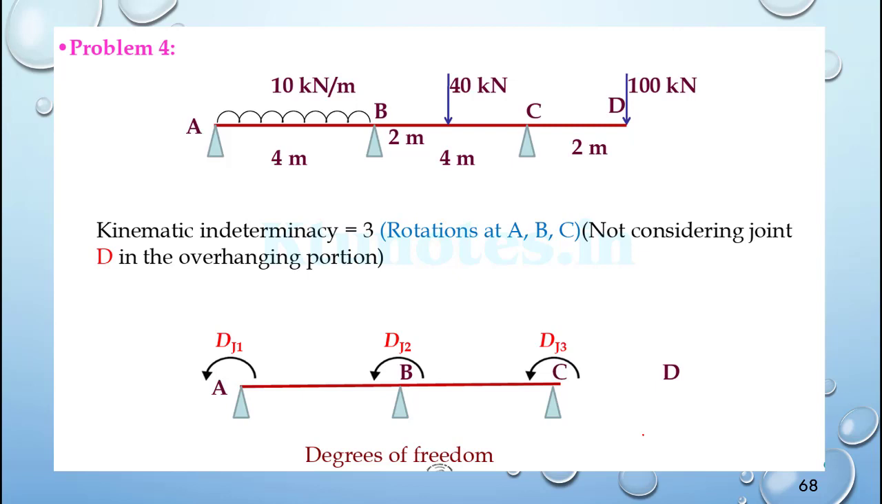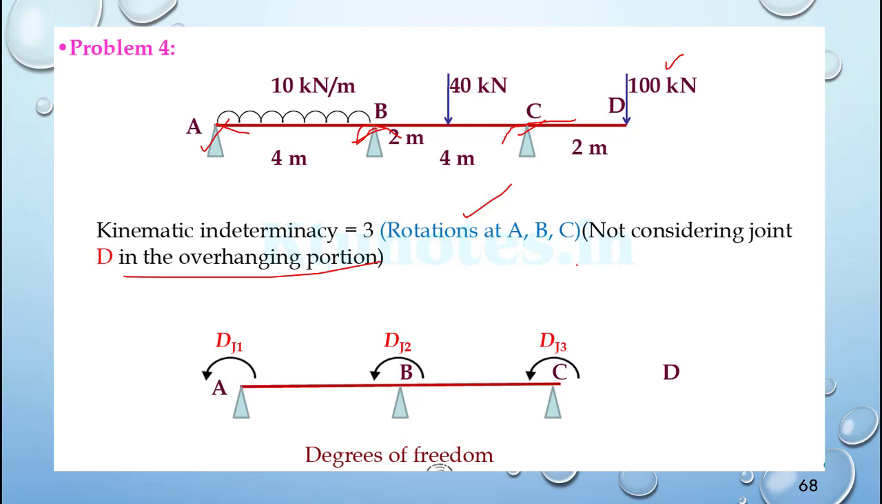Next question is a continuous beam with supports A, B and C as hinge. AB carries a UDL of 10 kN per meter over 4 meter length, BC carries a 40 kN load by 4 meter length at the central position, and the CD overhang of 2 meter length has a 100 kN load at the end. So the unknown values under kinematic indeterminacy is 3.